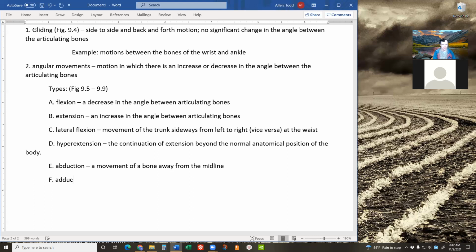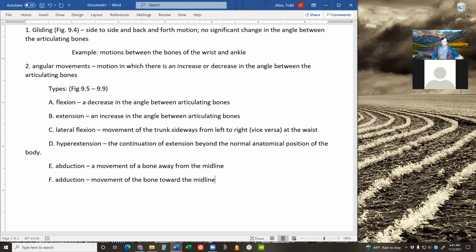And adduction is movement of a bone toward the midline. So if I start with my arms out like this, and I bring them back towards my waist, towards my midline, as I lower them, that is adduction.